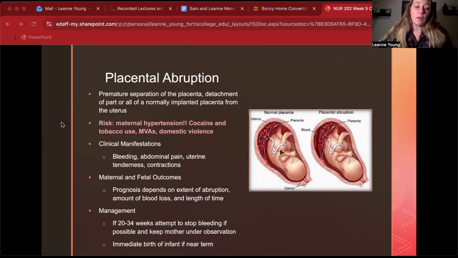So if mom is 20 to 34 weeks, we attempt to stop the bleeding if she comes in, if possible, and the mom will be kept under observation. But if she comes in and is having any type of these symptoms and she's anywhere near term, then we need to deliver the baby.